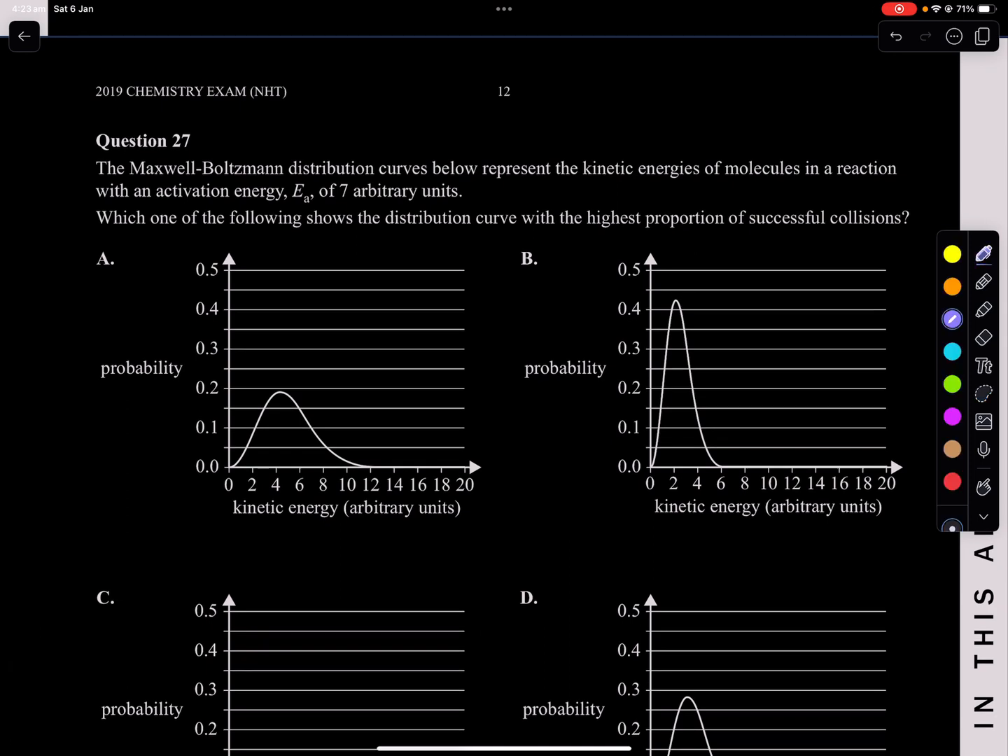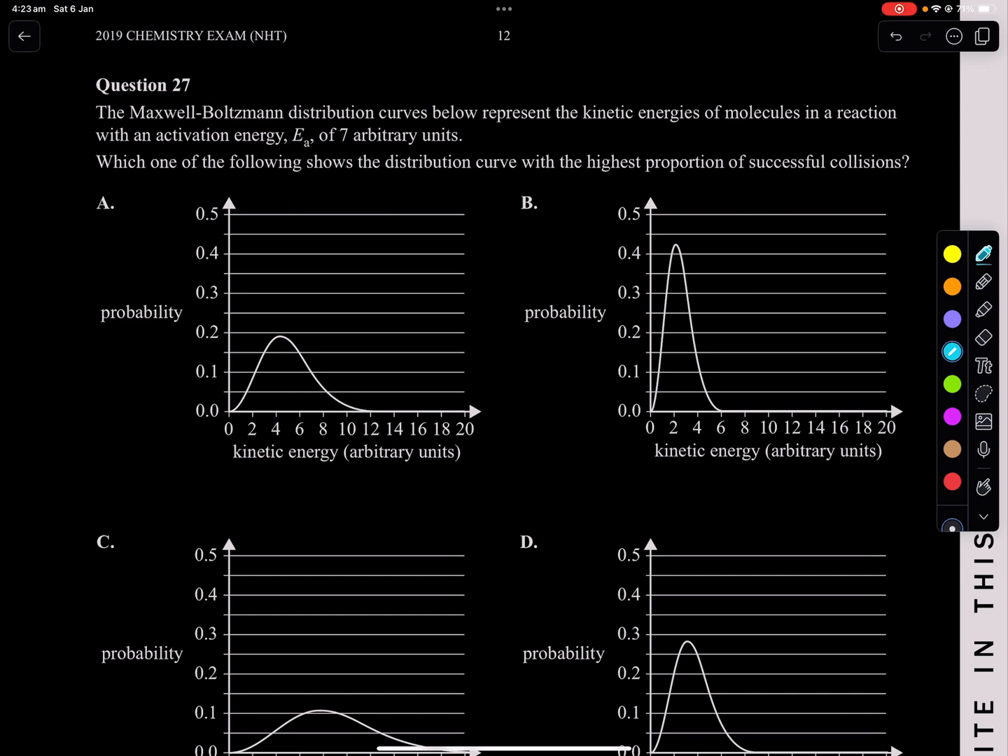Question 27. Let's look at this. The Maxwell-Boltzmann distribution curve below represents the kinetic energies of molecules in a reaction with an activation energy of 7 arbitrary units. Which of the following shows the distribution curve with the highest proportion of successful collisions? Now, what do we know? For the highest proportion of successful collisions, what is it? We'll actually do the question.